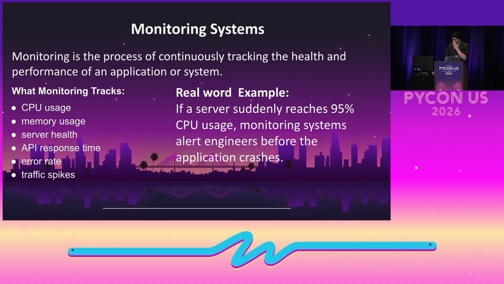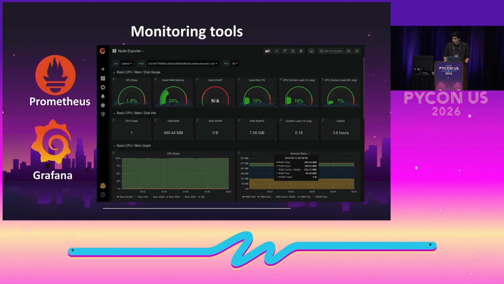And a real-world example: if a server suddenly reaches 95% CPU usage, the monitoring system alerts the engineers before the application crashes. So that's when the engineer restarts the overloaded services, scales the servers, and optimizes the slow code. Now, Python allows you to use several monitoring tools for this. The most popular are Prometheus and Grafana.